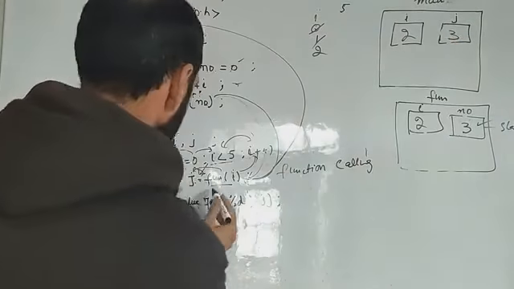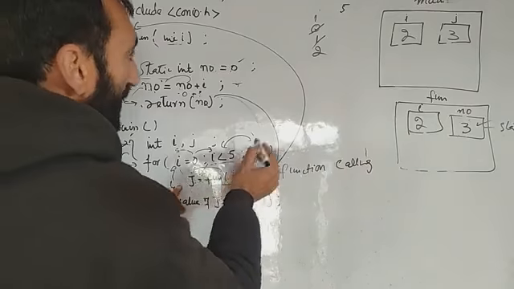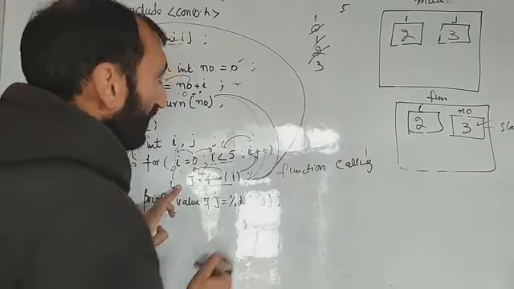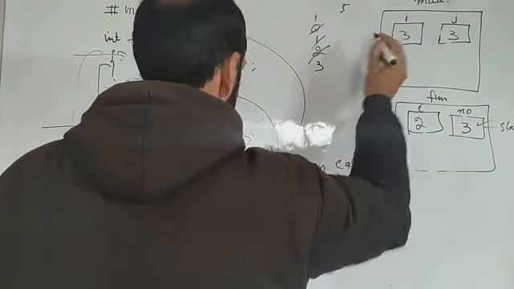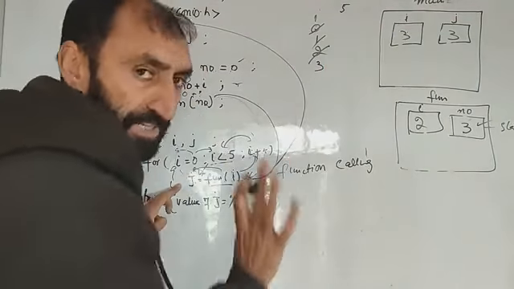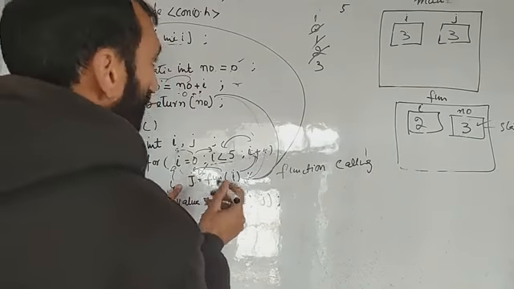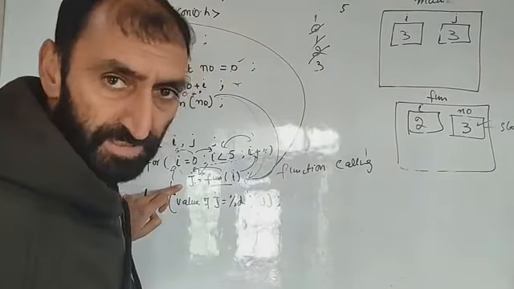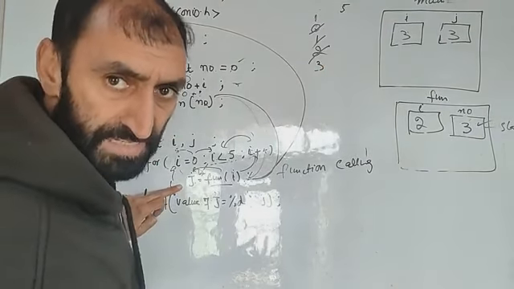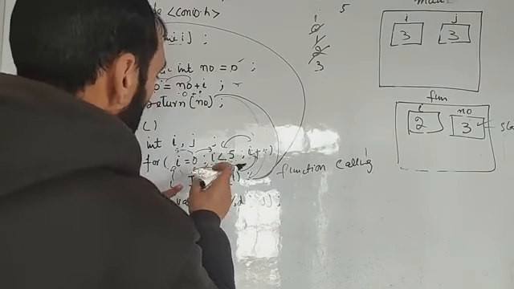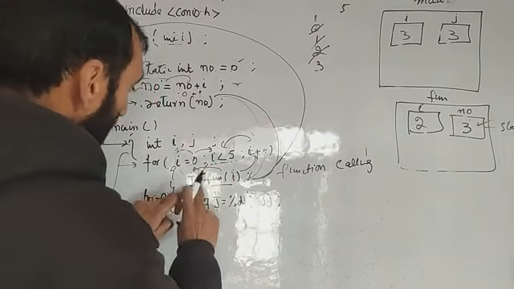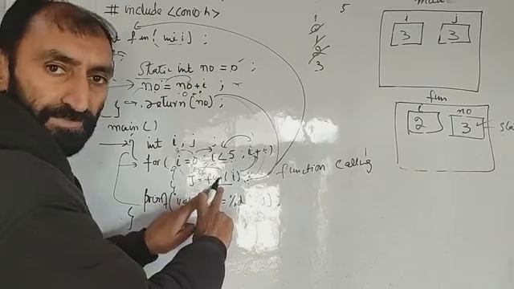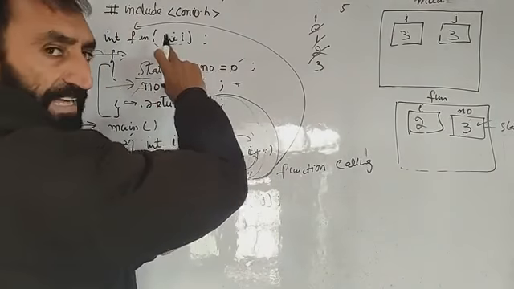Back in main, i plus plus. I was 2, so it becomes 3. The new value is 3 because we are in the main function, and it gets updated. Condition: i less than 5. 3 less than 5, yes, the condition is true. So the fun function will get called.